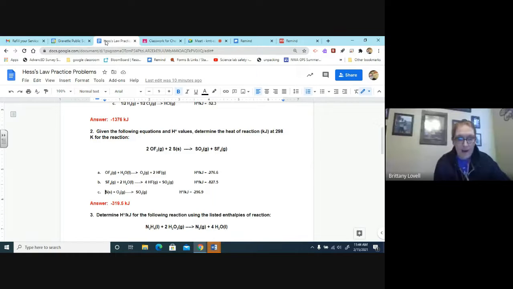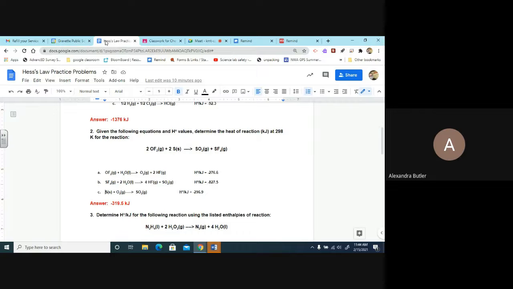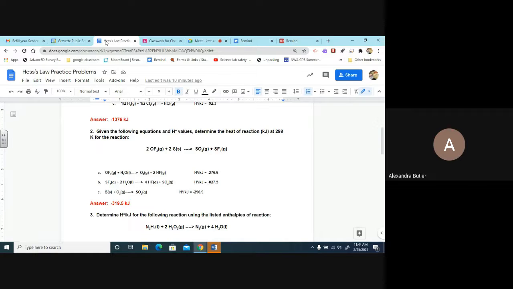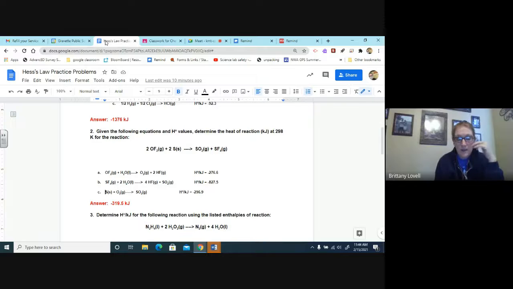Yeah, good, perfect. You just flip it and change the sign to positive. Good. How about letter C? Did you have to do anything to that one? No, I didn't. Okay, well, what I ended up doing on this one, if I compared it back to the original equation, on that black bolded equation, how many solid sulfurs do you have? 2. So on equation C, we want it to also show 2 solid sulfurs, right?